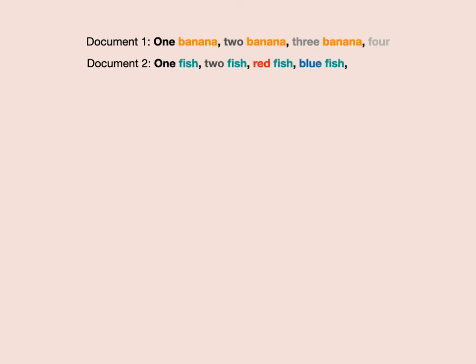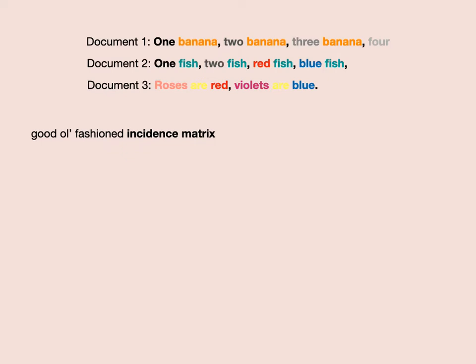Let's look at a couple of documents here. Document 1, 1 banana, 2 banana, 3 banana, 4, right? Document 2, 1 fish, 2 fish, red fish, blue fish, okay? Document 3, roses are red, violets are blue. Okay, we can go through all the trouble to build ourselves the good old-fashioned incidence matrix, right? Document 1, document 2, document 3.